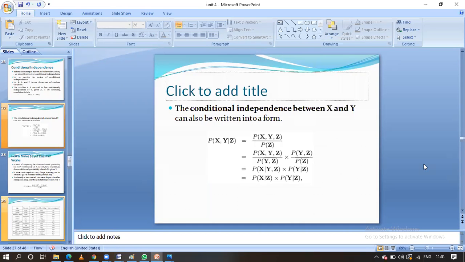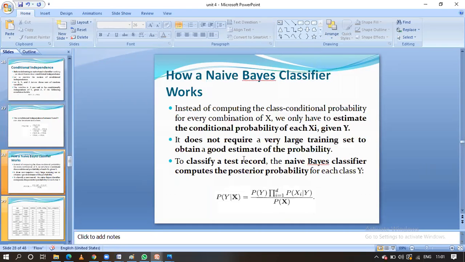Let us see the Naive Bayes classifier main formula. Here is the main formula for the Naive Bayes classifier, guys. In this Naive Bayes classifier, we have to estimate the conditional probability of each xi given y. Here y is a class variable and x is related to the test tuple.